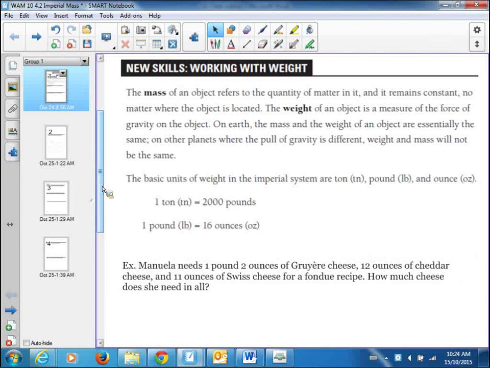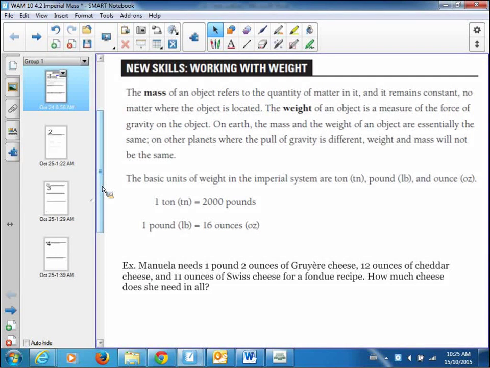Let's read carefully though. The mass of an object refers to the quantity of matter in it. You've heard of that in science. And it remains constant, no matter where the object is located. The weight of an object is a measure of the force of gravity on the object. On Earth, the mass and weight are about the same. But on other planets, they might not be the same. On the moon, things weigh way less but still have the same mass, for example.